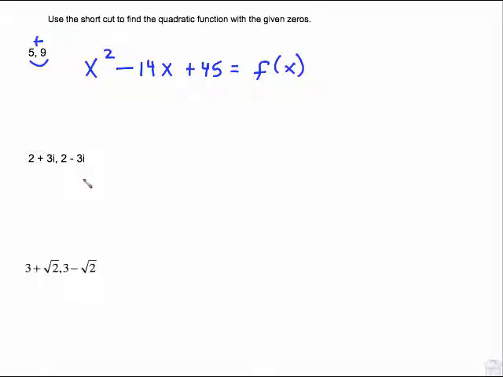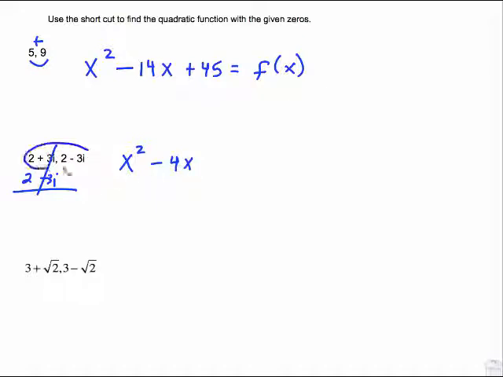And see, this little shortcut works whether you're dealing with whole numbers or imaginaries or radicals. Start with x squared minus. Add these together, which may look complicated, but it really isn't. If you add 2 plus 3i to 2 minus 3i, what happens to the 3i's? They cancel. 2 plus 2 is 4x.